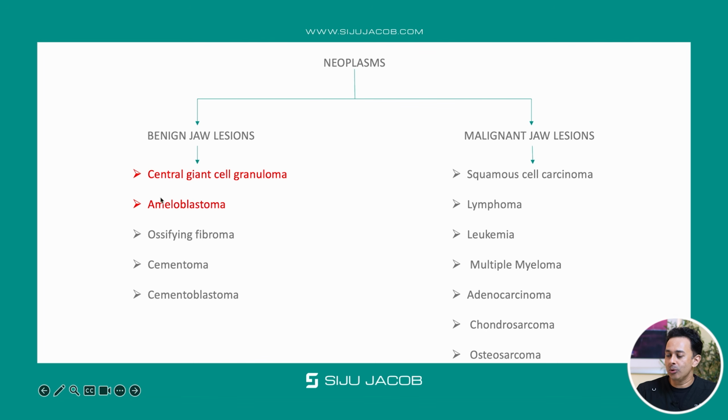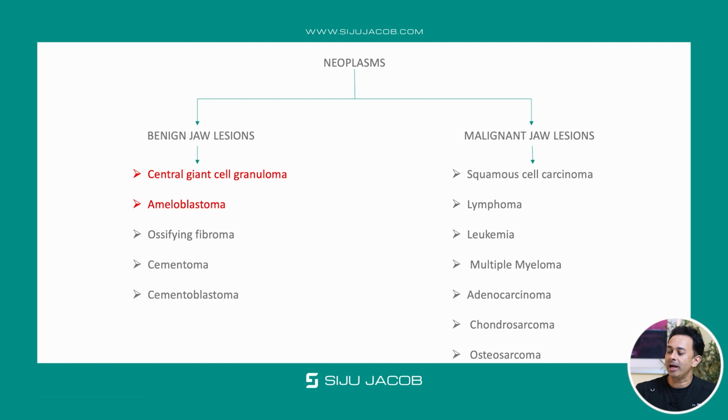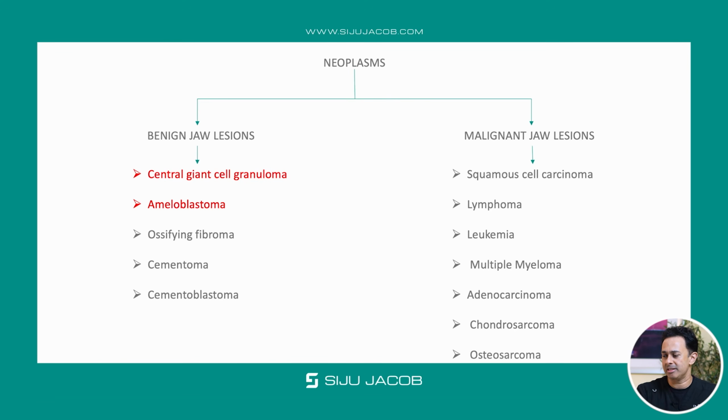And even though these two are benign jaw lesions, that is central giant cell granuloma and ameloblastoma, I've put that in red because these have a very high rate of recurrence and the treatment for these is usually very aggressive. Then, of course, you have the malignant jaw lesions, which require extremely aggressive forms of treatment rather than conservative forms of treatment. So this is a broad classification.